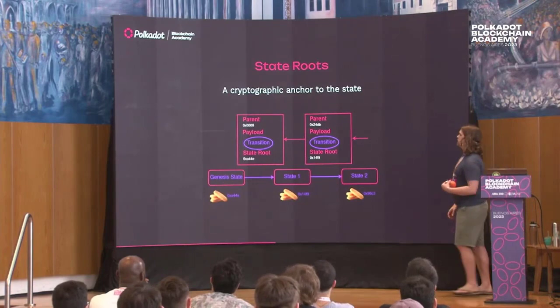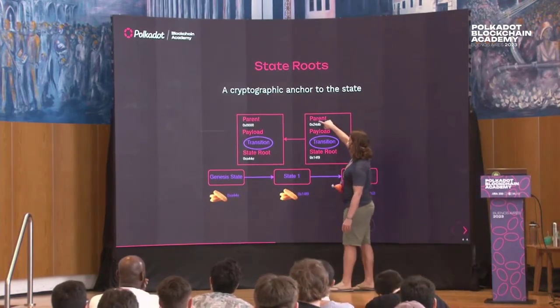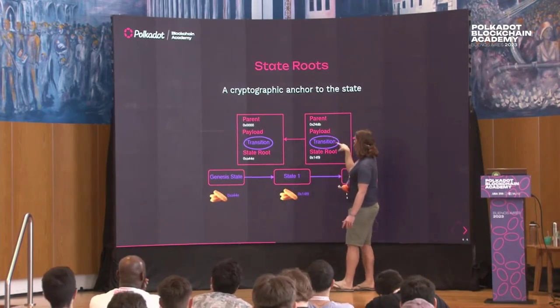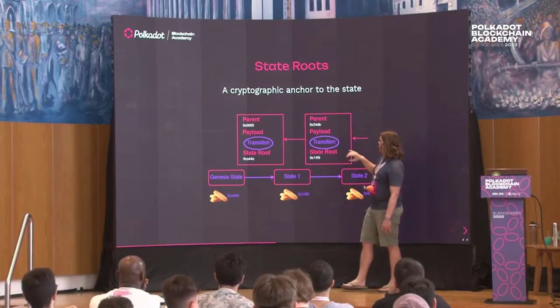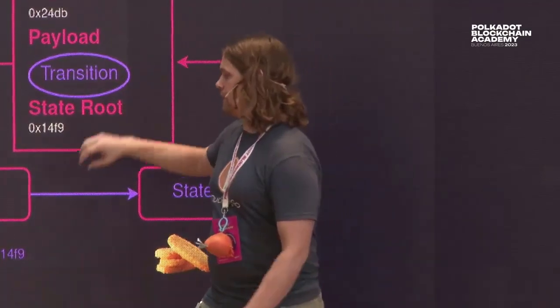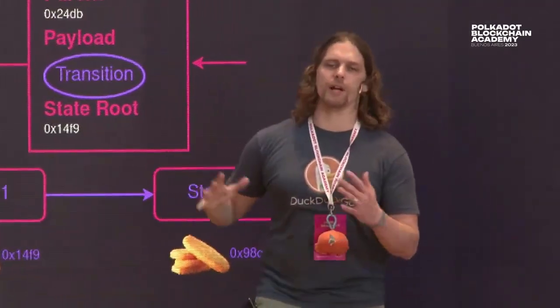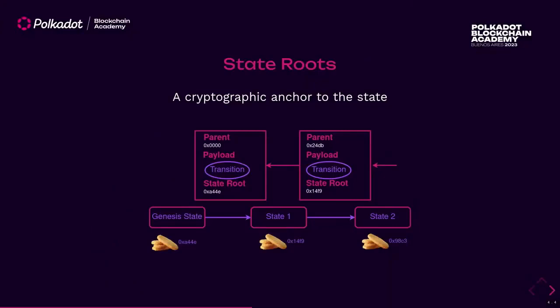So I'm expanding my block here. We still have the cryptographic linking between blocks. We still have the payload, which is a state transition. And now we have a state root. In practice, this is typically a Merkle tree root. So you somehow build your state into a Merkle tree. Every blockchain does it differently. And you attach the root there.